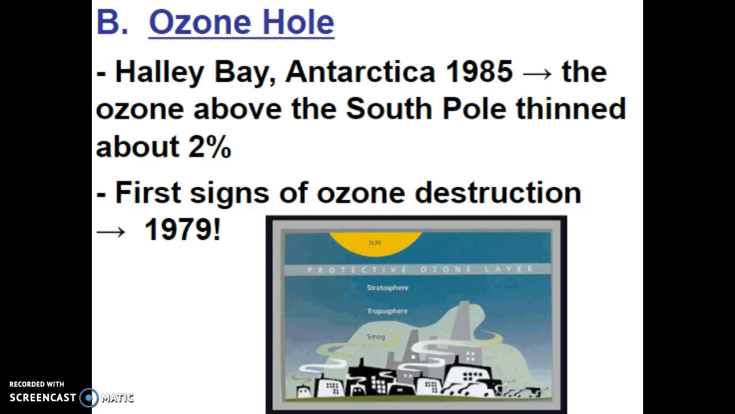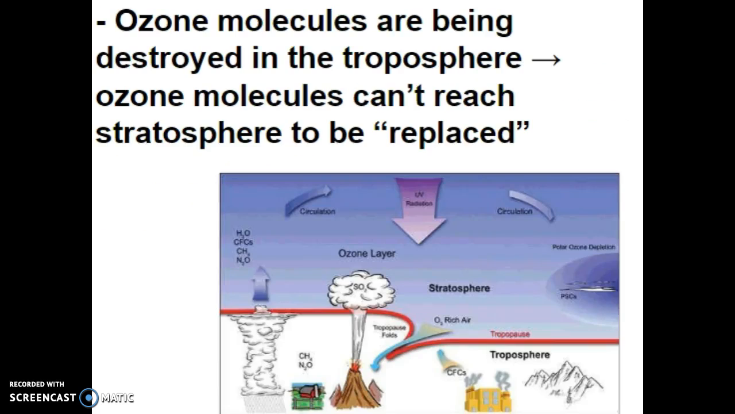Believe it or not, the largest damage to the ozone layer is above Antarctica. A place called Halley Bay, Antarctica, is where research was taking place, and it was noticed that the ozone layer above the South Pole is thinning. The first signs of ozone destruction were discovered in 1979, and measurements have been taken ever since. And since those ozone molecules are being destroyed, they can't be replaced.